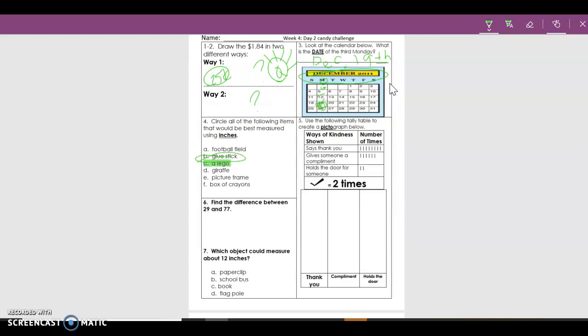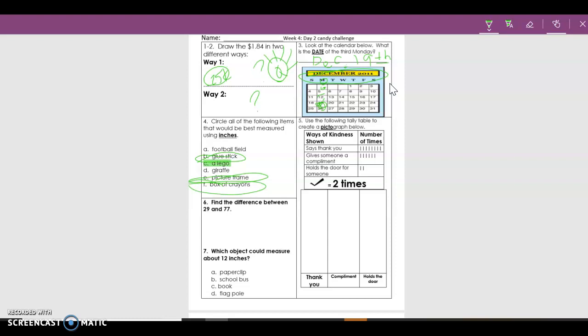C, a Lego. Depending on how long the Lego is, it could be one of those flat, small ones. That could work, but it depends. A glue stick, definitely. D, a giraffe. A giraffe would take a little while to measure in inches, so we're not going to choose a giraffe. E, a picture frame. Yes, some picture frames could be measured in inches. Some you might want to use a different unit of measurement. And a box of crayons, I would say for sure, could be measured in inches.